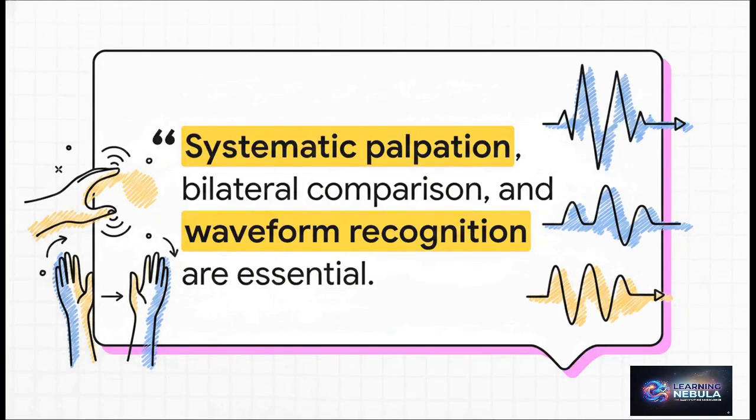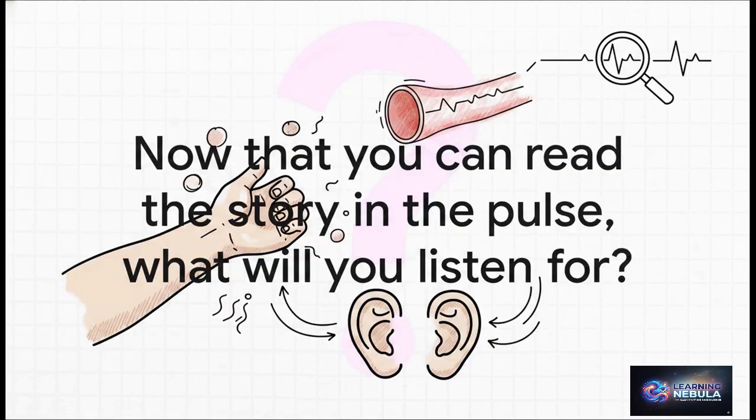So, to wrap it all up, the main takeaway is right here. Diagnosing through the pulse isn't about one magic sign. It's about a systematic approach, palpating carefully, always comparing the pulse on both sides of the body, and training your fingers to recognize these key waveforms. And that concludes our explainer on the arterial pulse. I really hope this gives you a framework to go beyond just counting the rate and to start truly reading the story that's right there at your fingertips. So the question is, what will you listen for?